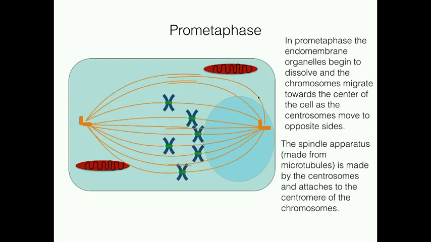The other thing that happens in prometaphase is that the spindle apparatus starts to be formed. The spindle apparatus is this network of microtubules that comes from the centrioles, or centrosomes. And some of these microtubules will actually spread across the cell and join up with other microtubules, but a fair number of them will actually grab onto the centromere of the chromosomes.